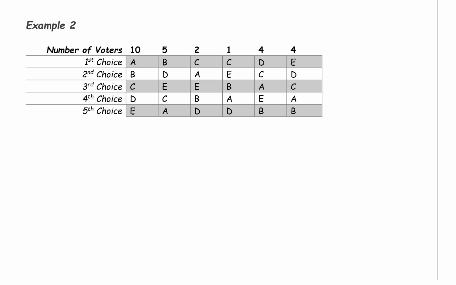We're going to take a look at using the plurality with the elimination method to determine who the winner of this election would be. So here is our preference schedule. The first thing that we need to do is determine the total number of voters. And the total number of voters is 10 plus 5 plus 2 plus 1 plus 4 plus 4.